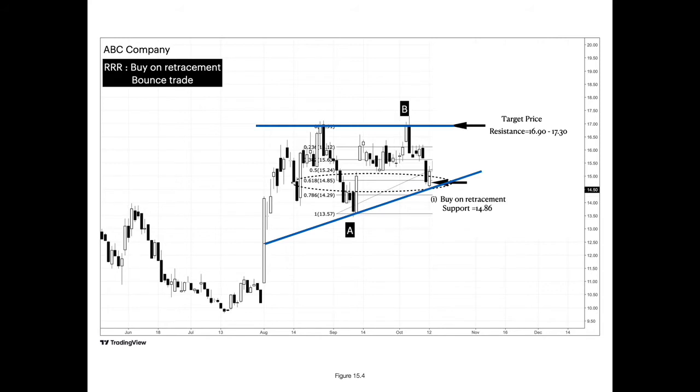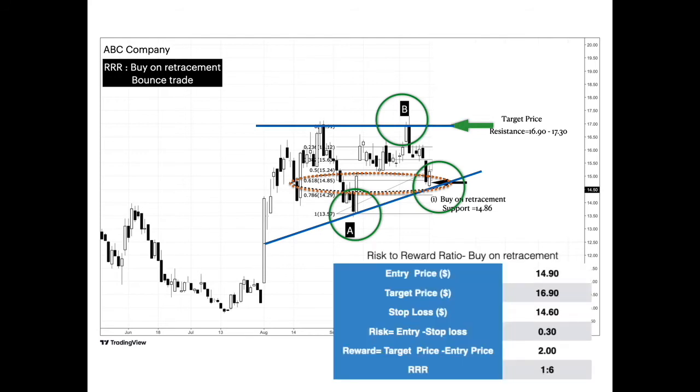In this example, the price made a bounce from A and then a bearish candlestick was formed at the resistance point B. We draw the Fibonacci levels from A to B to find out where the price could bounce. At the 618 Fibonacci level, a bullish candlestick was formed. This also formed the bottom of the ascending triangle pattern. We compute for the RRR when entering this level to find out if the trade is worth our time.